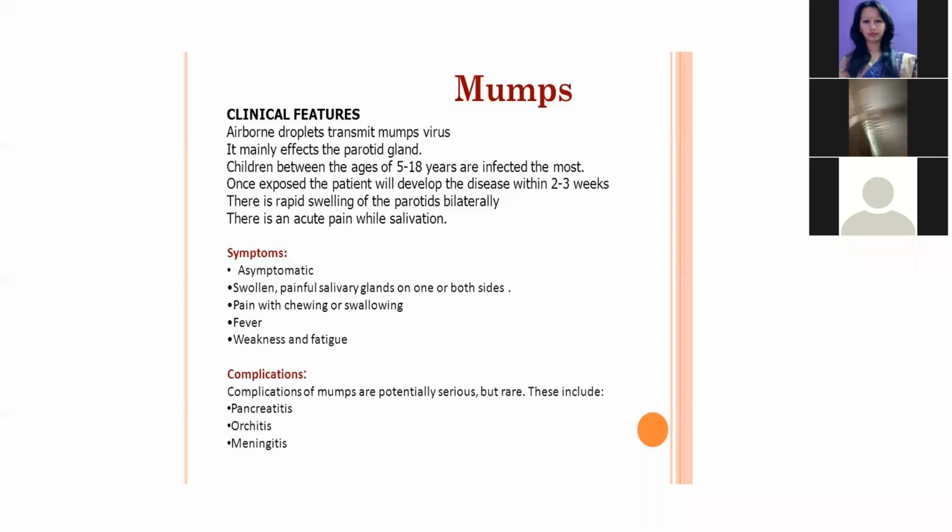How can it be detected? By hemadsorption. That means the virus will attach themselves to the red blood cells, and they are identified by the hemadsorption inhibition using specific antiserum. Some cytopathic changes are also seen, but that is not much reliable.